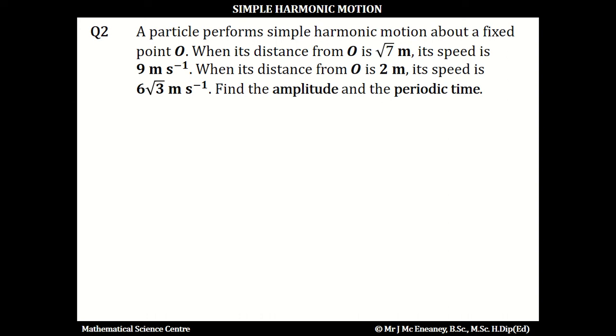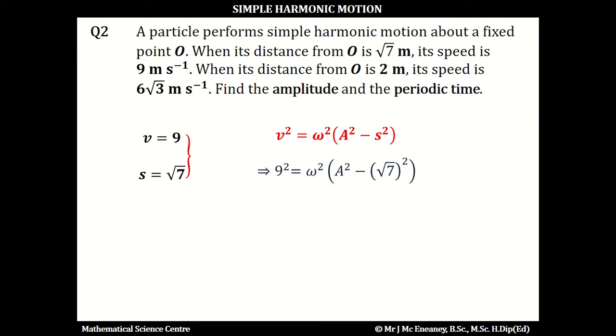So here, when the speed v is 9, the displacement s is root 7. So we're going to use the v-a-s equation. So v squared equals omega squared times (a squared minus s squared). This means 9 squared is going to equal omega squared times (a squared minus root 7 squared). So this means 81 equals omega squared times (a squared minus 7). And we can label this as equation number 1.